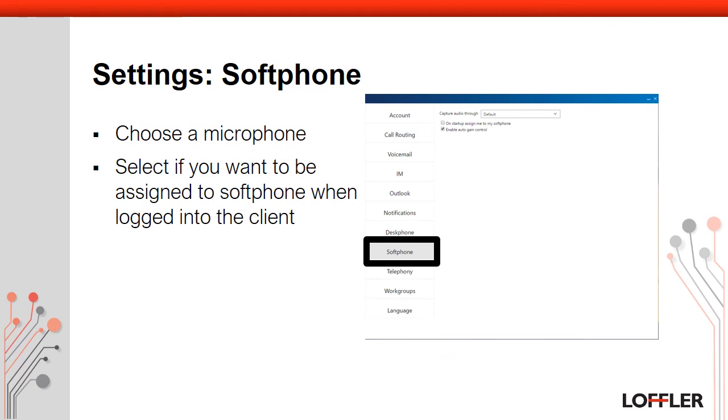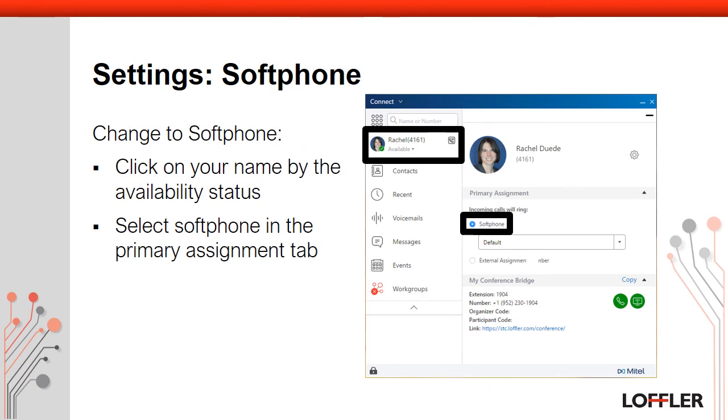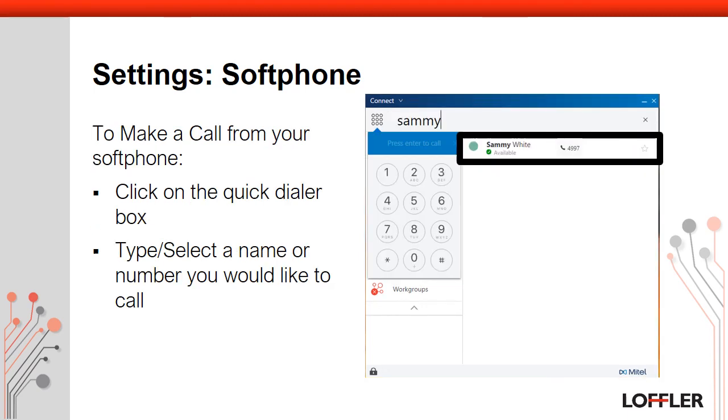If you have a Softphone license, the Softphone tab allows you to choose your microphone or select if you want to make the Softphone be your primary phone when logged into the Connect client. You can change to your Softphone by clicking on your name by the Availability state and selecting Softphone in the Primary Assignment tab. To make a call from your Softphone, click in your Quick Dialer box and type in a name or number you would like to call.